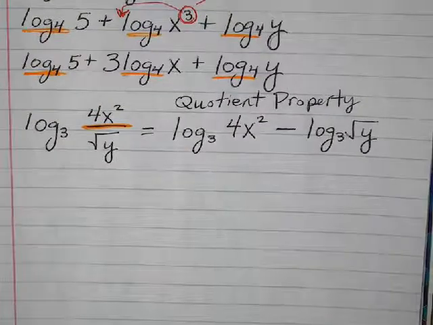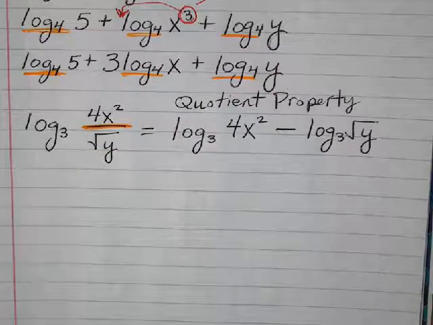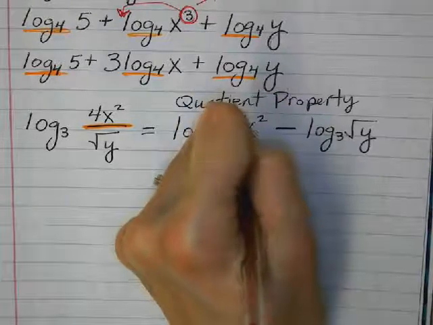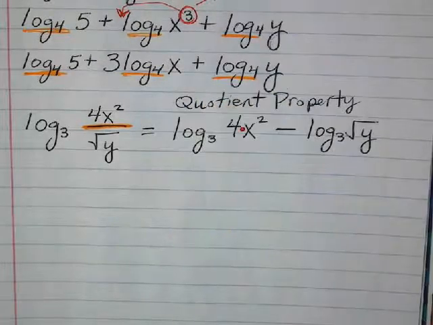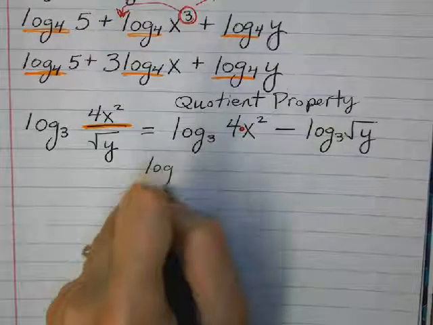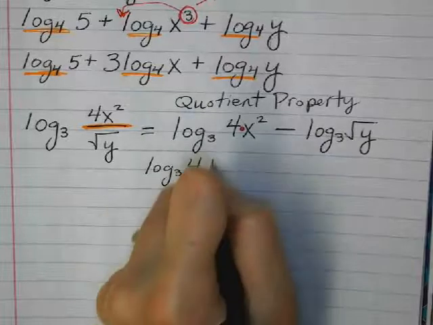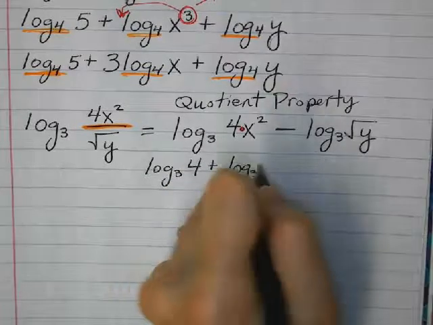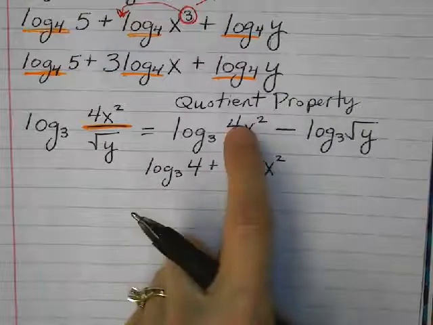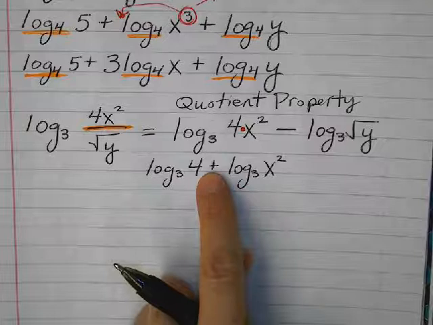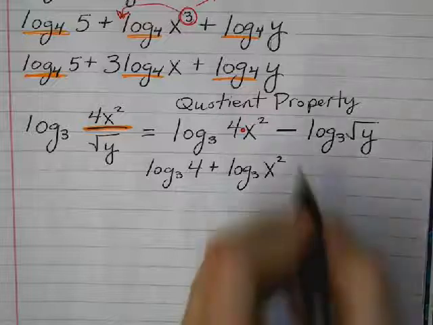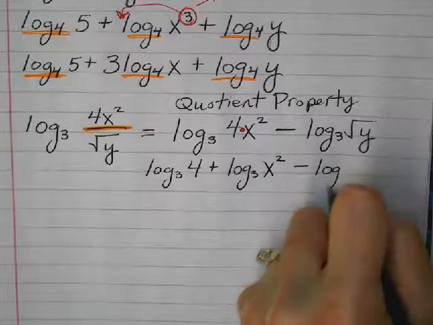Okay, but we got more going on here. We might even use every single property. Because now we have 4 times x squared right here. So this is going to break apart. This would be log base 3 of 4 plus log base 3 of x squared, because the times, remember that's the product property, turns into addition of 2 logs. Then I have this last one, minus log base 3.